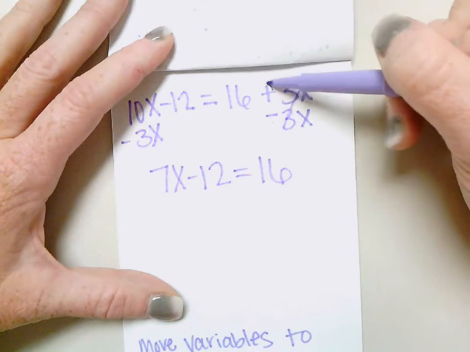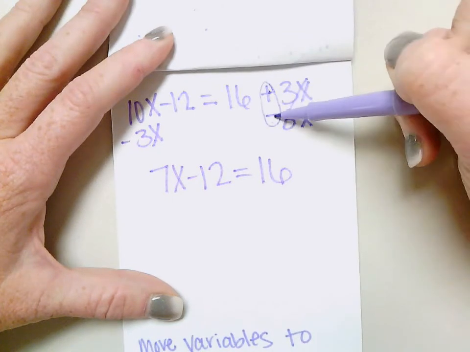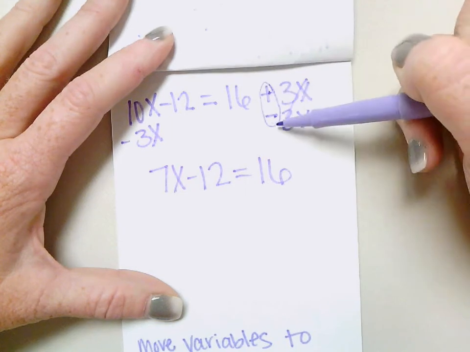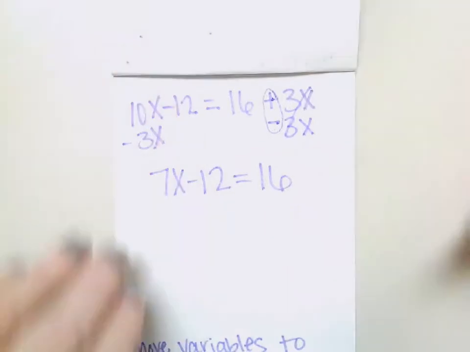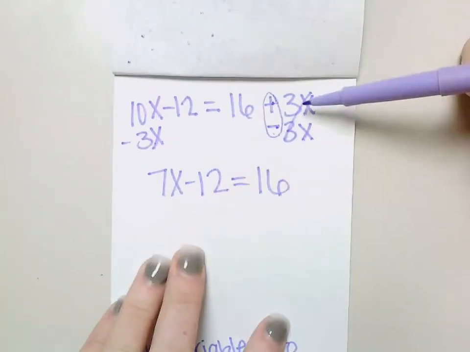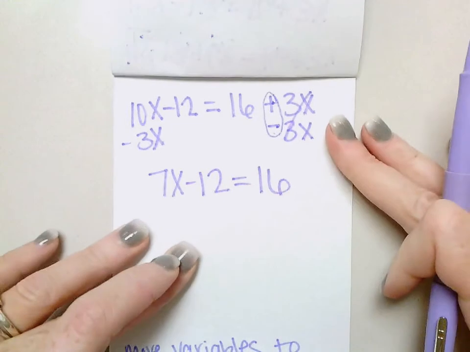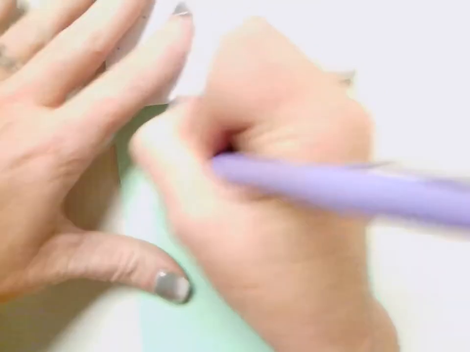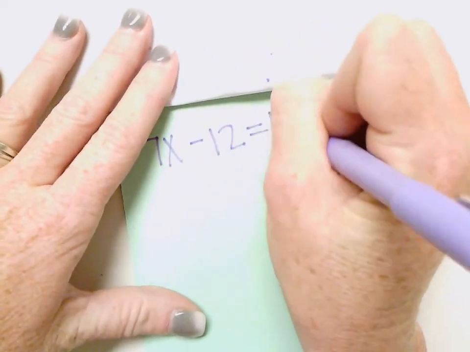Just keep in mind, if this is a positive, this is a negative. If this is a negative, this is a positive. It has to be the opposite, the inverse operation of that for you to be able to move it, because 3x minus 3x is 0. That's what your goal is. Okay, go ahead and rewrite that again. 7x minus 12 equals 16.